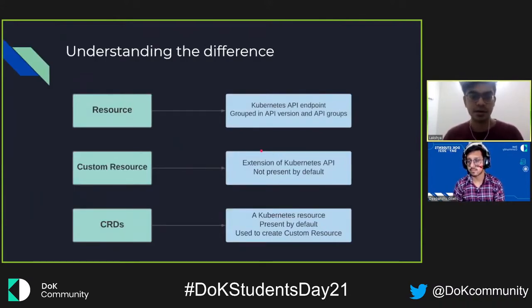It is important to understand the difference between a few terms. First is a resource. A resource is a Kubernetes API endpoint, and resources in Kubernetes are grouped into API versions and API groups. A custom resource is an extension of the Kubernetes API, and it is not present by default in a Kubernetes installation.